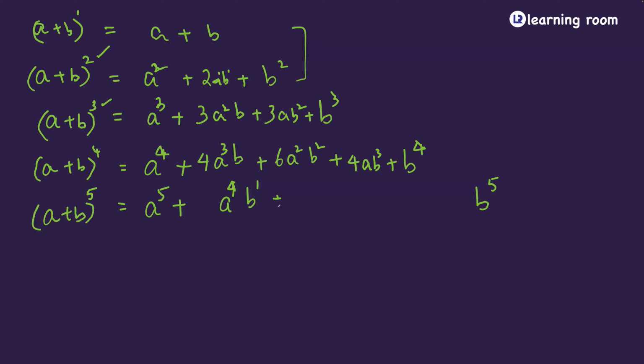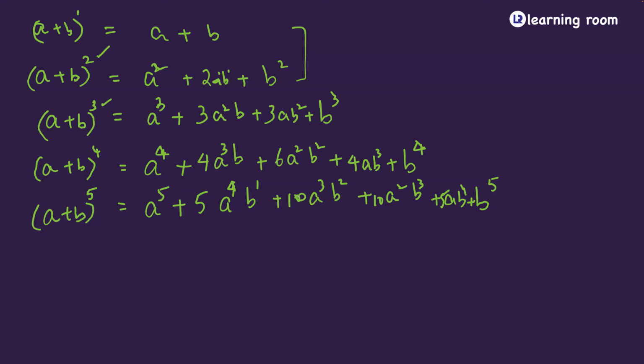So what should be the next term? It should be a cube b square. And the next term? a square b cube. And the next term? a b power 4. And the next term? b power 5. But the coefficients are not going to be the same. It is going to be 5 here, 5, and 10 here and 10 here. But the question is, how did I know that it is going to be 10 and 10 there? That's what the question is.